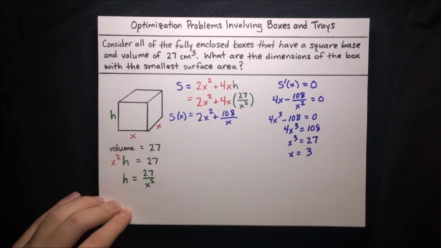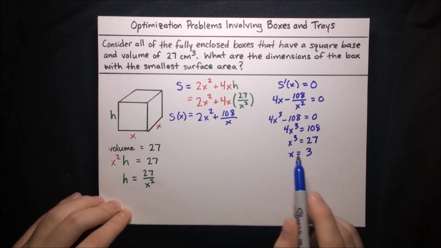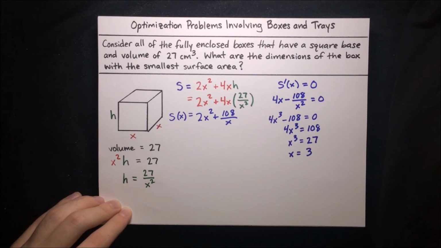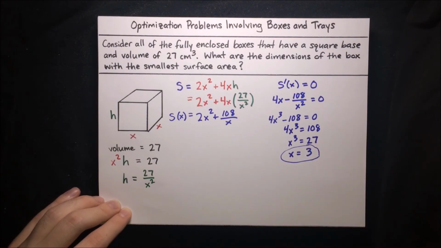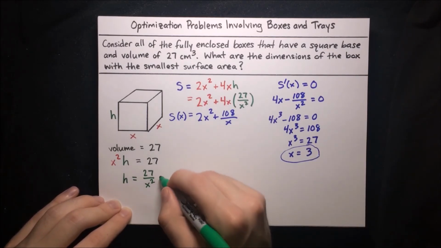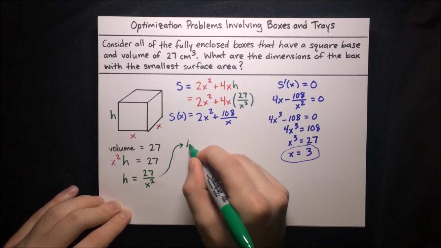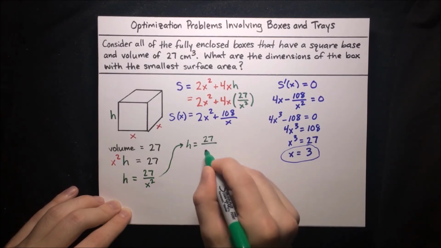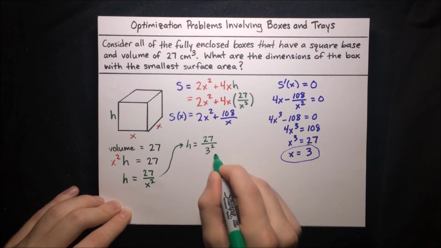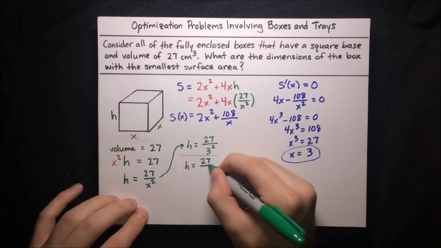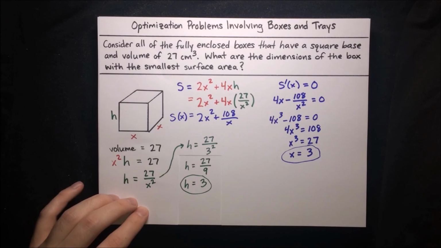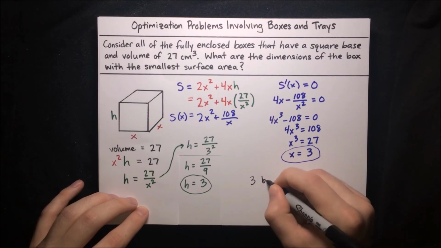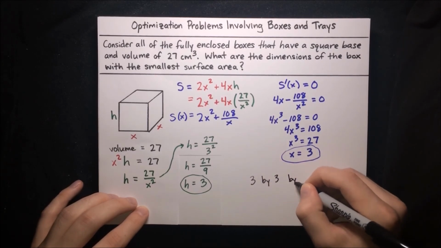And you can check the second derivative to verify on your own that this is indeed a minimum of the surface area function. I assure you it will work out. So this is one dimension of the box with the smallest surface area, but we still need to find the height, and that's simple now that we know what x is because we had a formula for h in terms of x. So h is equal to 27 over x squared, and x is 3. So 27 over 3 squared, which is equal to 27 over 9, which is equal to 3. So h also equals 3. So that means the dimensions of the box are x by x by h, which means 3 by 3 by 3.